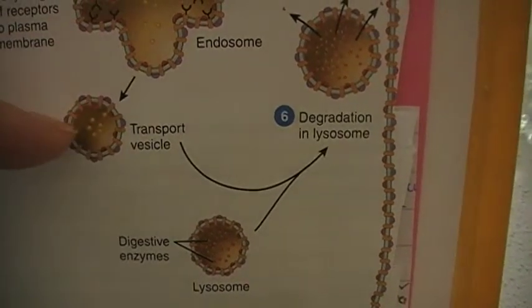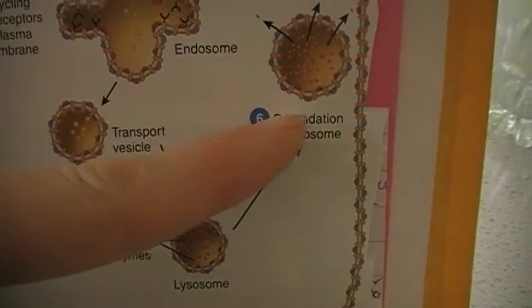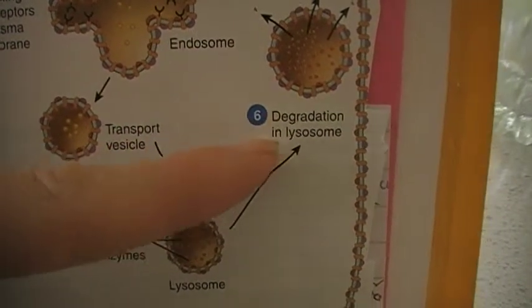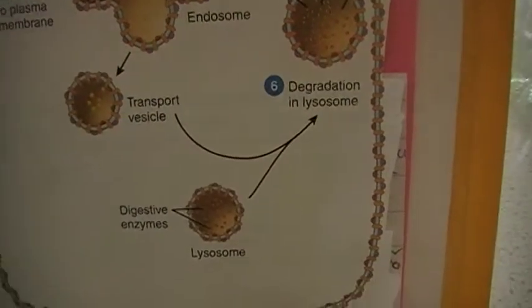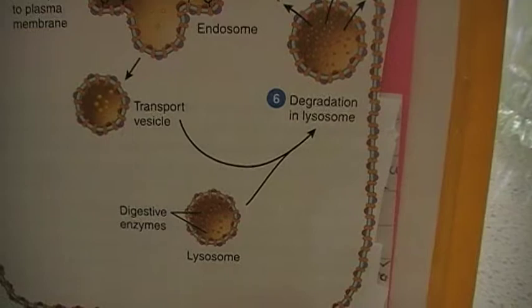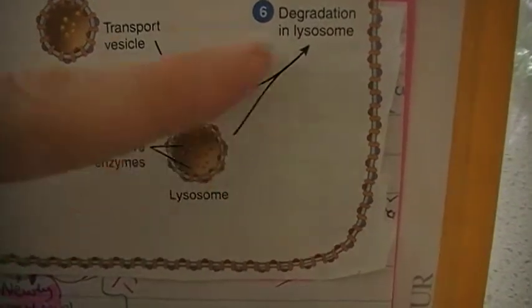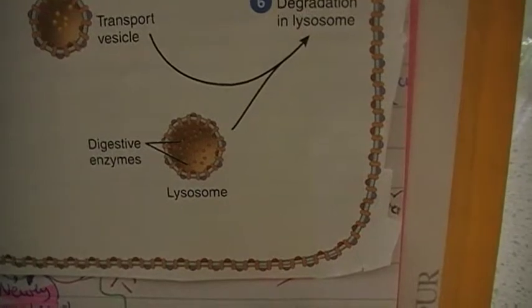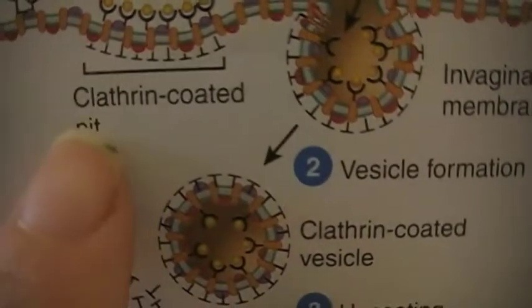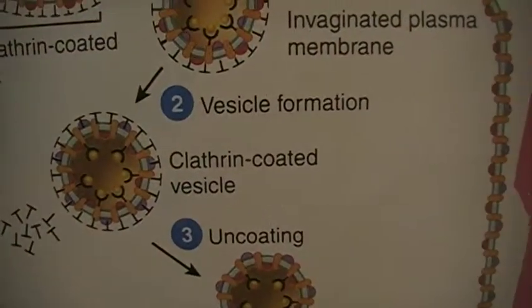The transport vesicle sends it to the lysosome for degradation, and the lysosome uses its digestive enzymes to digest it. This is called the clathrin coated pit.